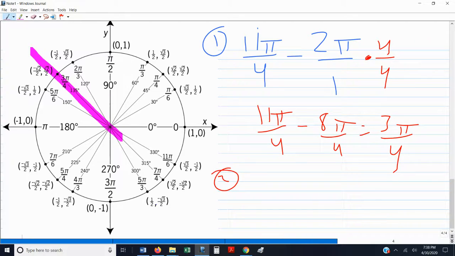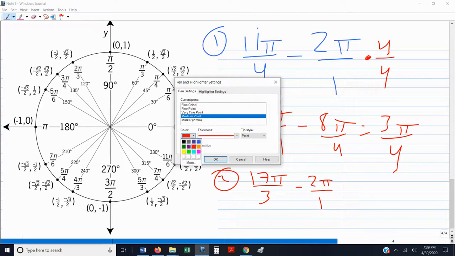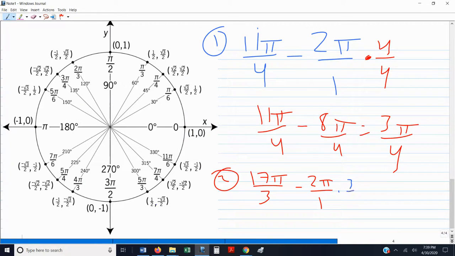And then the last one I'll show you is 17 pi over 3. 17 over 3 is around 6 pi. So that is multiple times around the unit circle. So I'm going to subtract 2 pi. That common denominator is going to be 3. So we're multiplying by 3 over 3. We get 17 pi over 3 minus 6 pi over 3, which is 11 pi over 3.